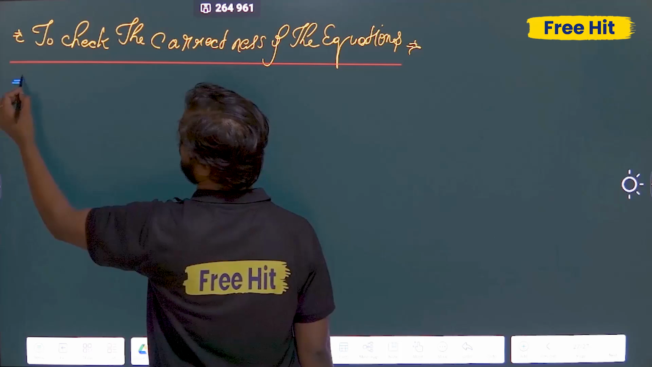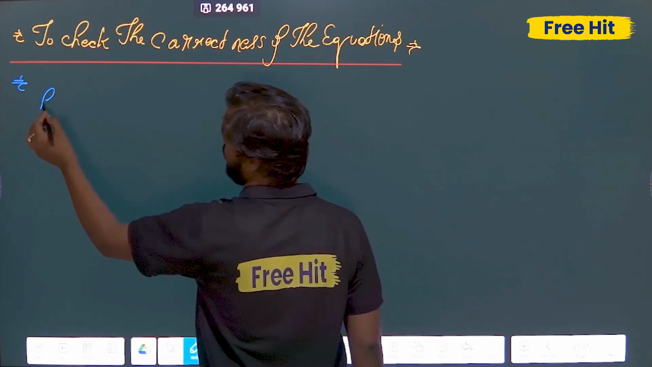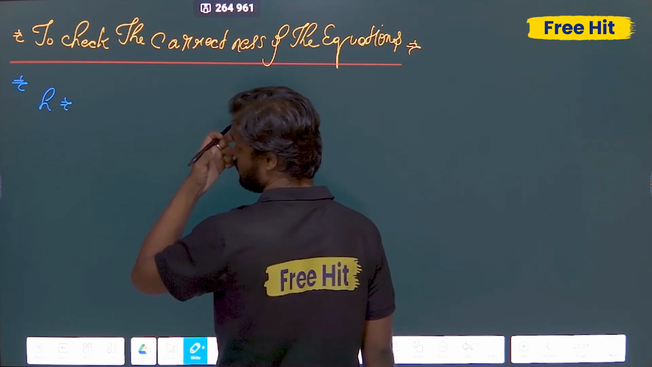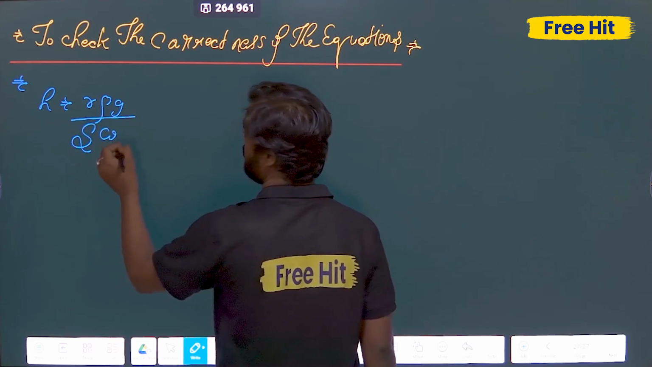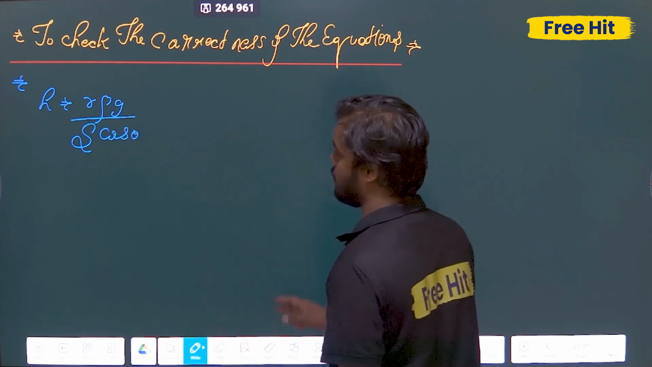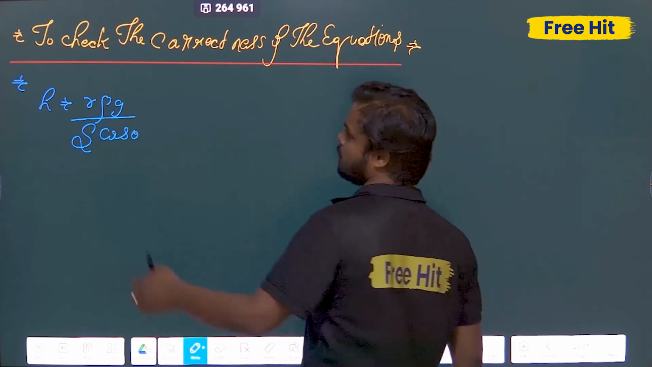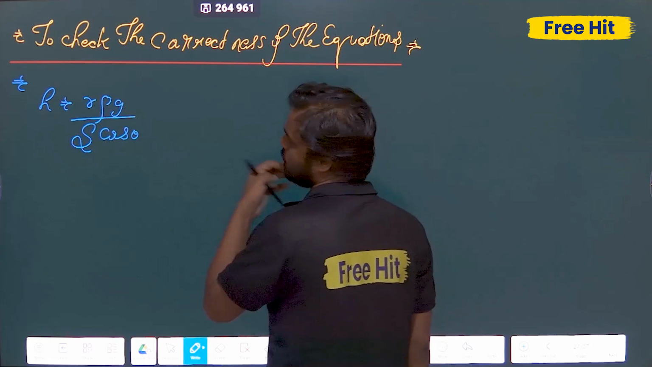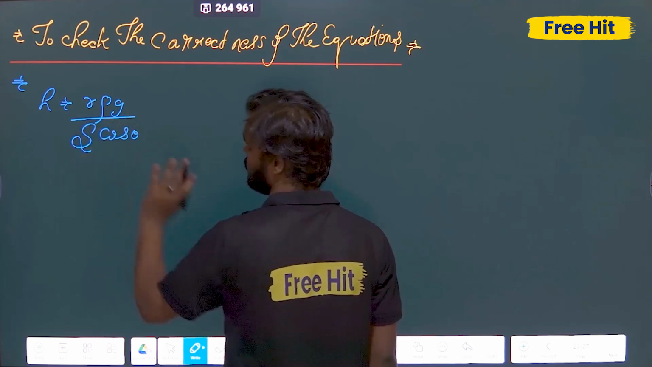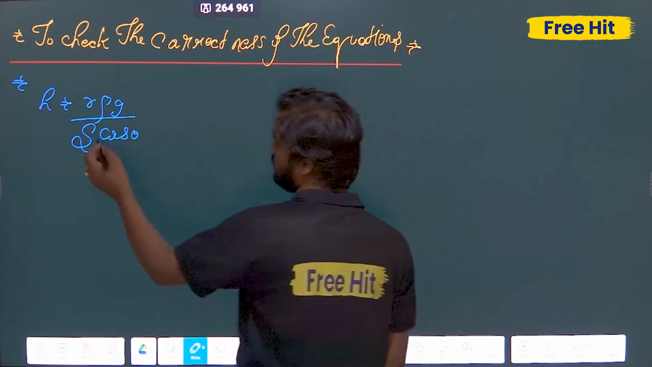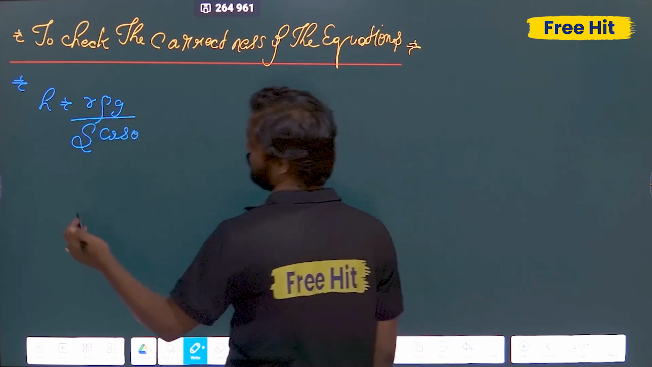Okay. For example, suppose an equation is written like h is equal to r rho g upon s cos theta, where r, rho, g is a formula you will learn in the liquids chapter. Basically it is an equation for the height of a capillary tube, where r is the radius, rho is the density, g is gravity, and s is the surface tension. What you have to do is check whether it is correct or not. Let's apply that.